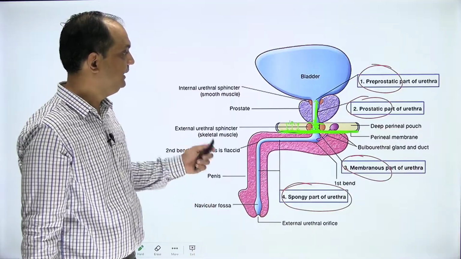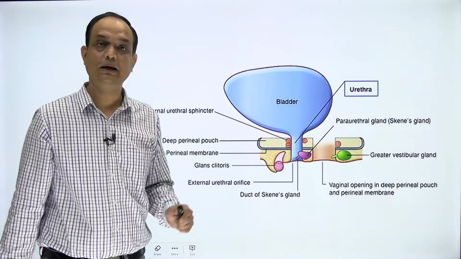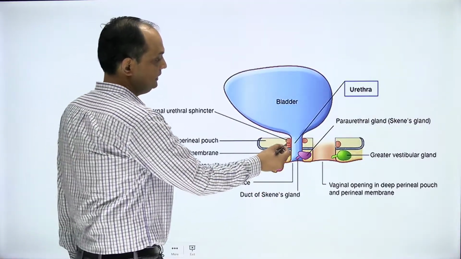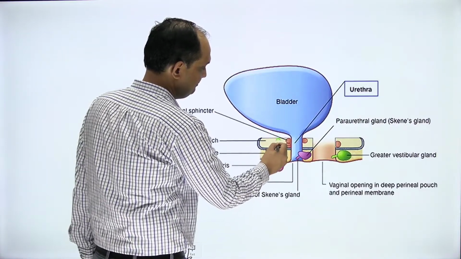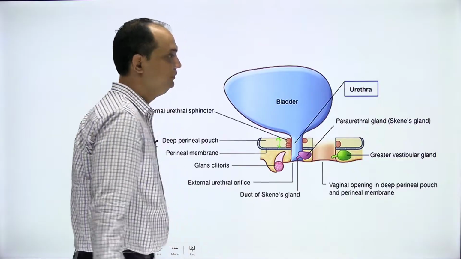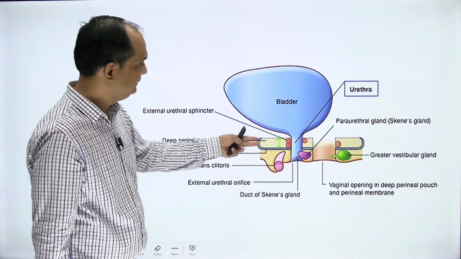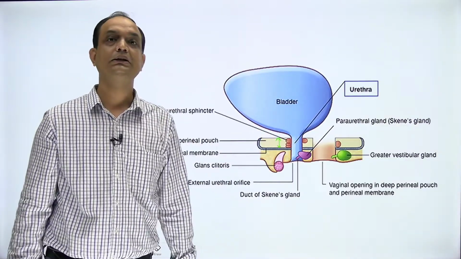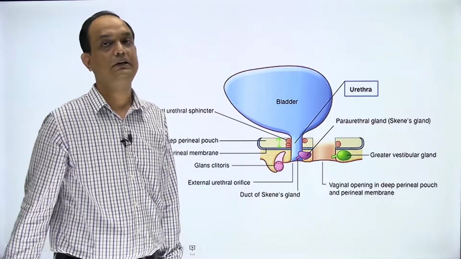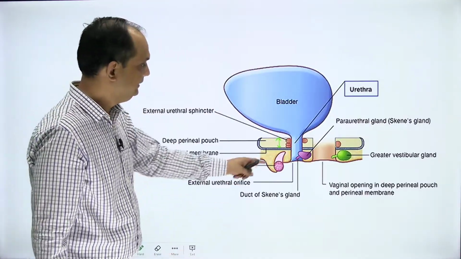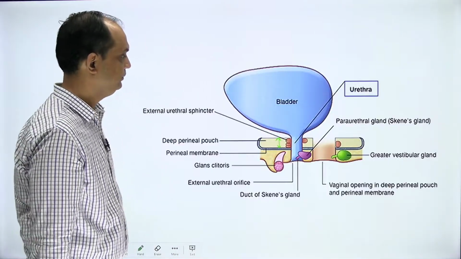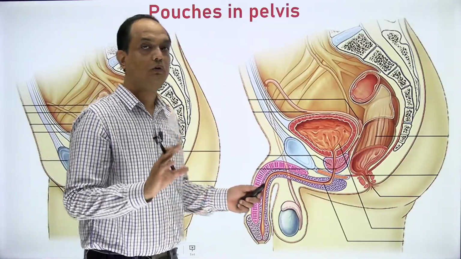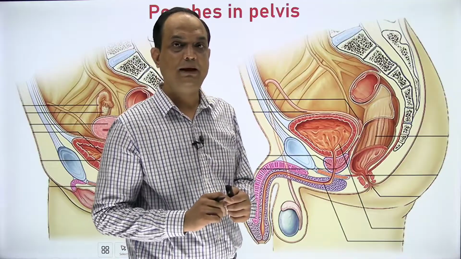Now, when you see the female, in the female case you have the urethra which is shorter in length, and you will realize that this is the membranous part of the female urethra, because this is the segment which is piercing the urogenital diaphragm in the female, and then immediately it will open through the superficial perineal pouch. So, what are the differences in the male and female pelvis?